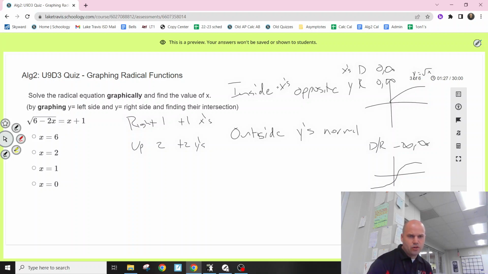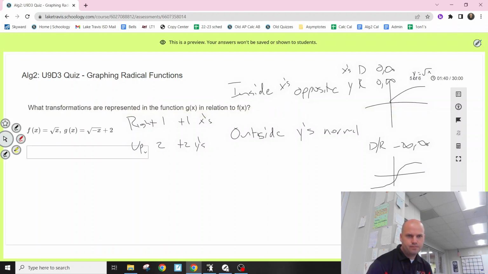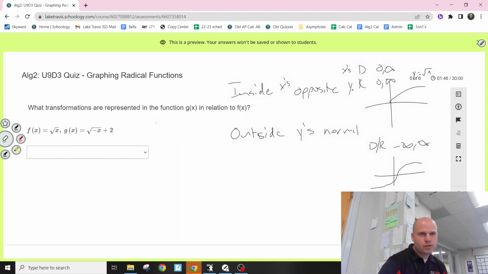Don't worry about solving things graphically. You won't be tested on this. I'd ask you to solve this on the next quiz. Domain and range for the cubed root is always going to be negative infinity to infinity. You will have Desmos for these problems, so you can check things.